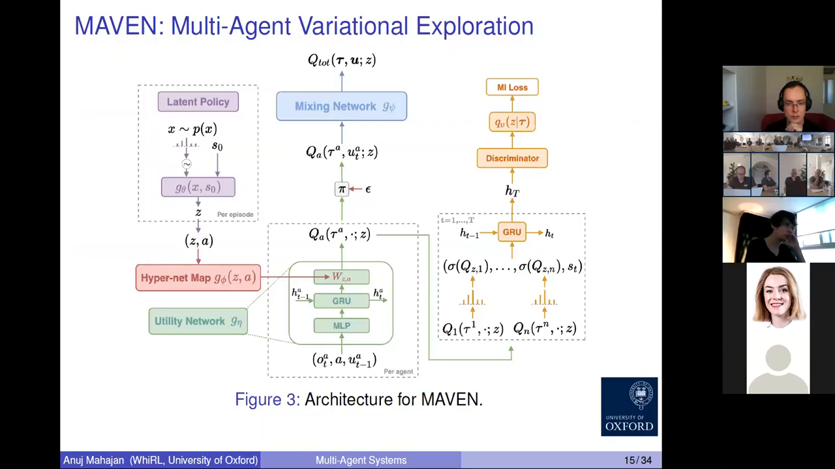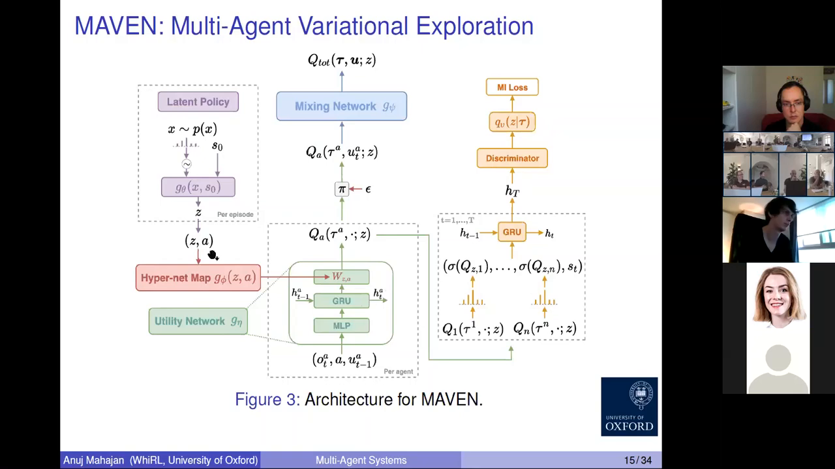Now, the fix I propose for this in my paper is using a latent policy to condition your networks. This recipe is generic in the sense that you can use it with any other existing multi-agent algorithm. So Maven introduces a latent policy which is transformed to get a latent variable Z here. That Z is used to condition something called a HyperNet map, which is a fancy term for changing the weights of the top layer of your utility networks. And this helps you get different utility values for different values of the latent variable Z here.